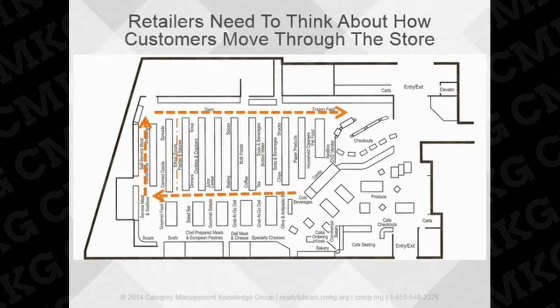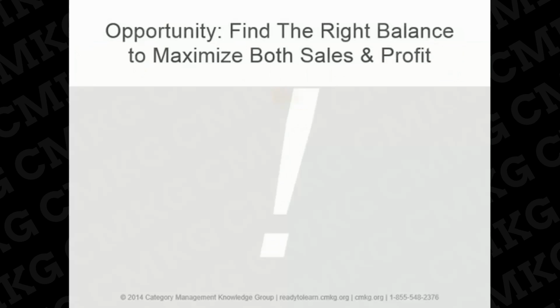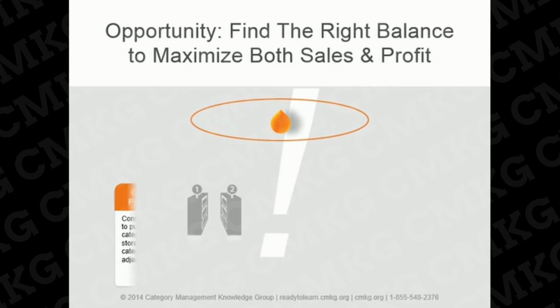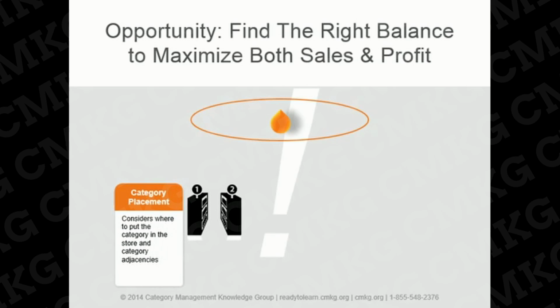We can balance and manage customer traffic flow by placing categories strategically within identified demand or destination roles throughout the store. This strategy supports the retailer's desire to place important categories in ways that attract target customers who would then consider the retailer as their store of choice. The opportunity is to find the right balance to maximize both sales and profit to enhance business results.